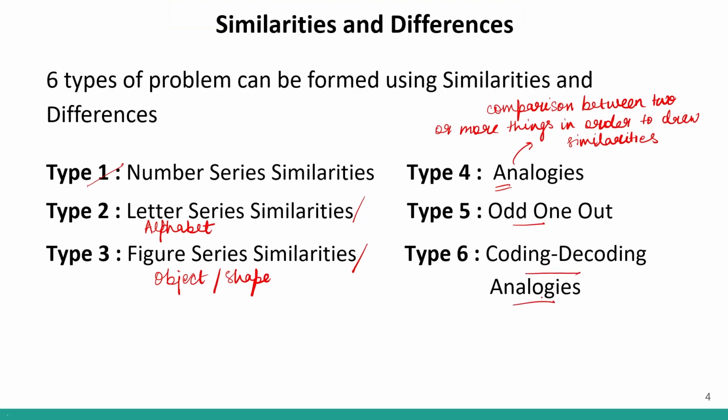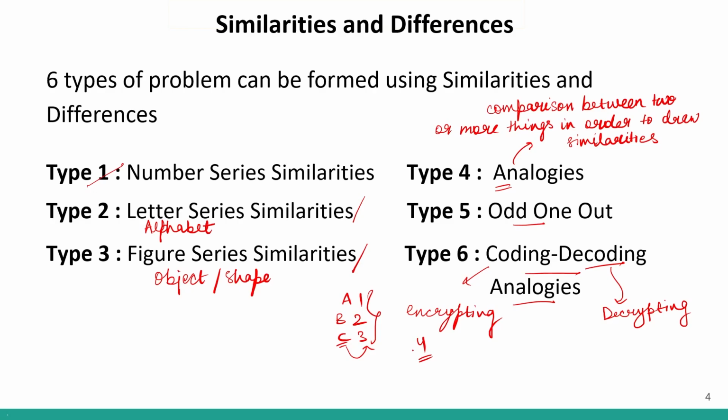Then we have coding and decoding analogies. So basically, what do you mean by coding, decoding? Coding is encrypting, and decoding can also be called decrypting. So if I write A as 1, B as 2, C as 3, I am coding the alphabets into numbers. And if I have to find the value of 4, I'll basically decrypt it back into an alphabet D. So this is a concept that we studied in coding decoding as well. So these are the 6 types of questions that can be formed in similarities and differences.